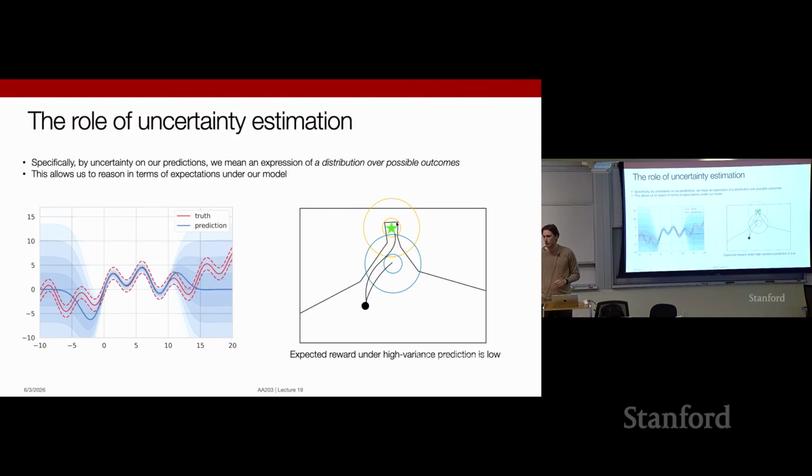So the reason why we care about uncertainty estimation is because, assuming we are able to learn a model that gives us an estimate of how certain we are about our prediction, it gives us a mechanism to express performance as expected reward under our model.